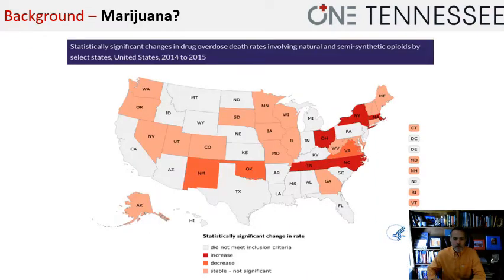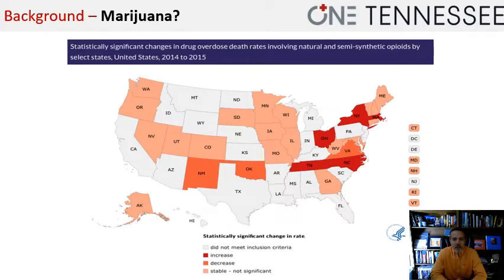Like other slides, red typically indicates something that's not so good. So in this slide, red is indicative of an increase in overdose death rates involving natural and semi-synthetic opioids. And when you look at this map, the lighter color, that's stable. And the color that's kind of in between, the peach type color, that is declining rates involving opioids.